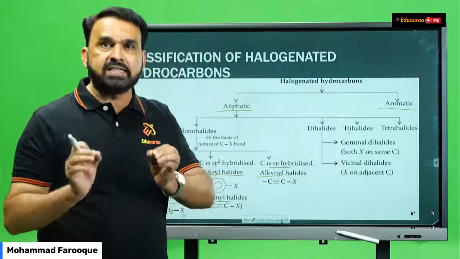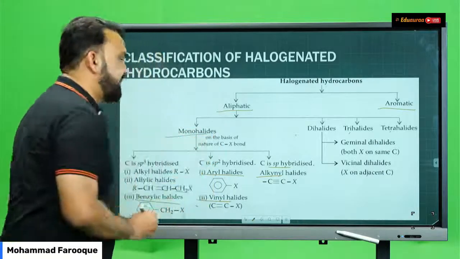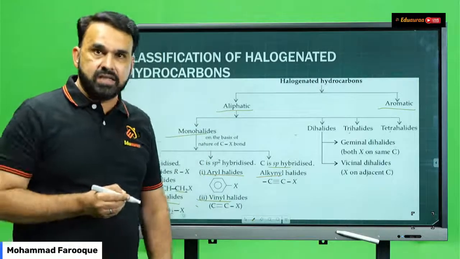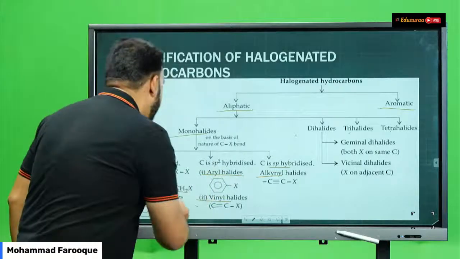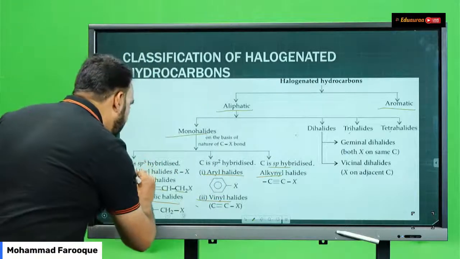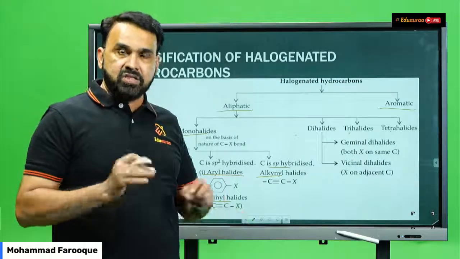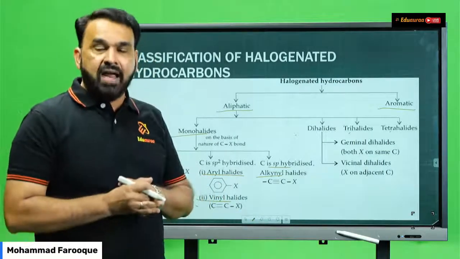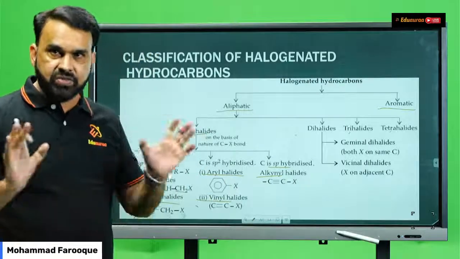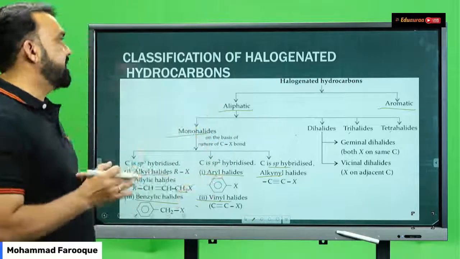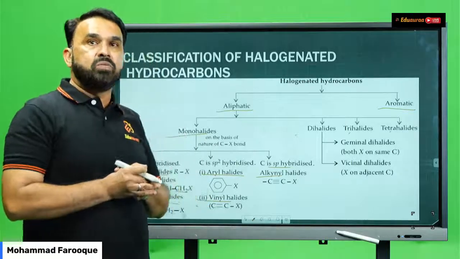As far as your board exams are concerned, students, you will be concentrating on the monohalides. In that, you will be studying only the alkyl halides and the aryl halides. That means you will be studying the alkyl halides in detail and the aryl halides in detail: their methods of preparation, their nomenclature, and their chemical properties along with the physical properties. Right, students? So with this classification of halogenated hydrocarbons, now let us move further.